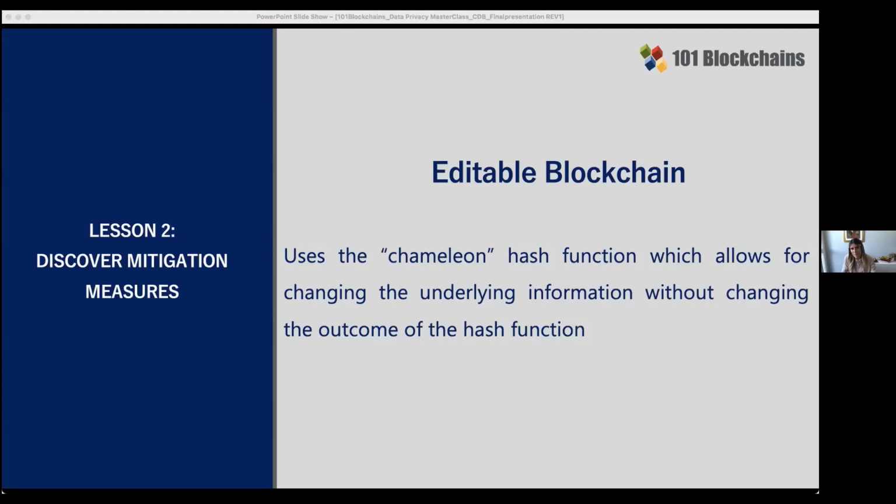What happens is this allows for changes to the underlying information on which the hash is already included on the platform, which makes it possible to correct errors, especially human error or even fraudulent inaccuracy. And so again, this will allow the execution of data subject rights under the GDPR, especially the right to correction, to amendment, and the right to be forgotten.